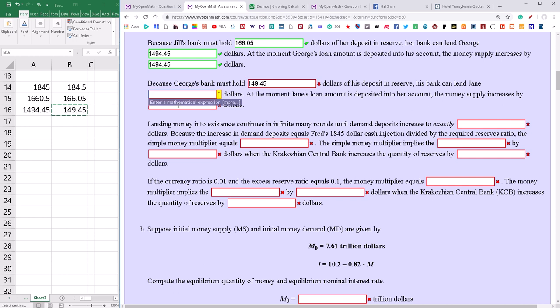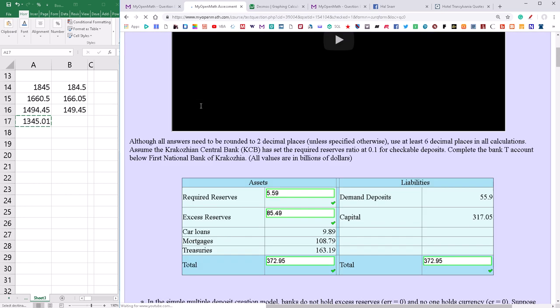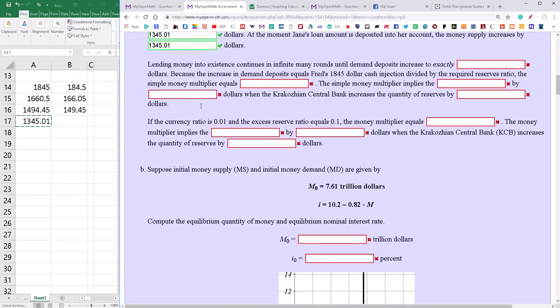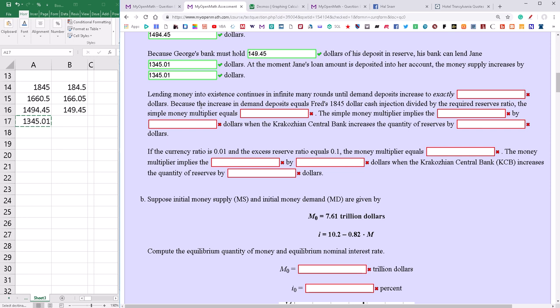So George's bank must hold $149.45. His bank can lend Jane the difference, right? They can make Jane a loan up to this difference, right? And then at the moment Jane's loan amount is deposited into her account, the money supply increases by the amount of that deposit. Okay. Now, this process of creating money continues for infinitely many rounds until demand deposits exactly equal what?